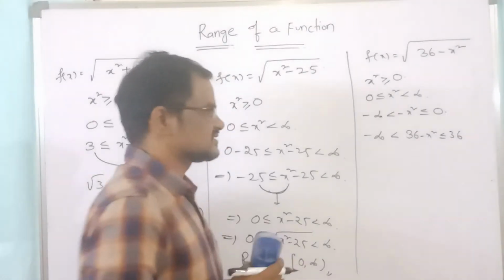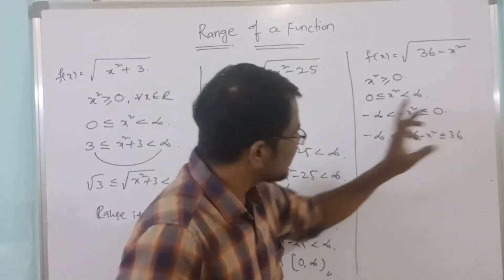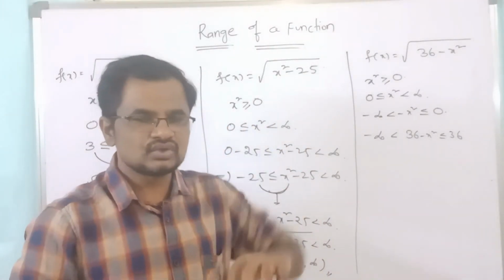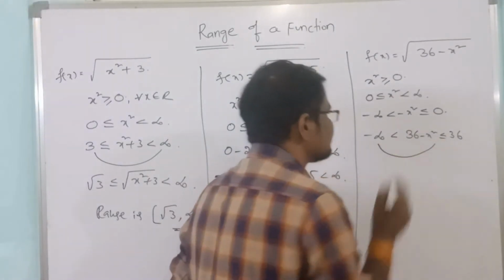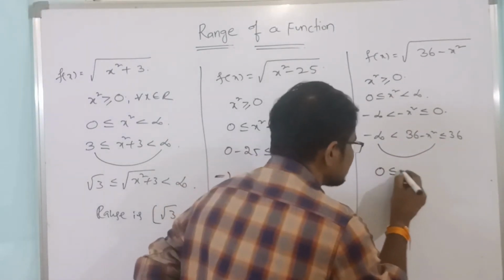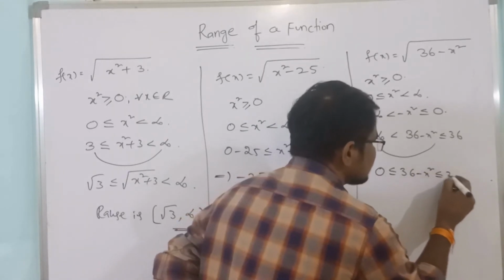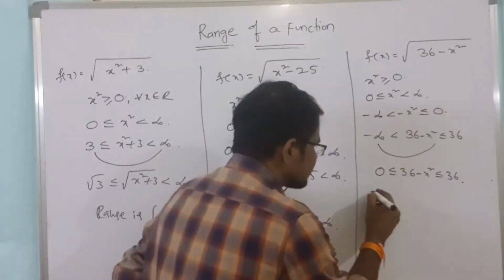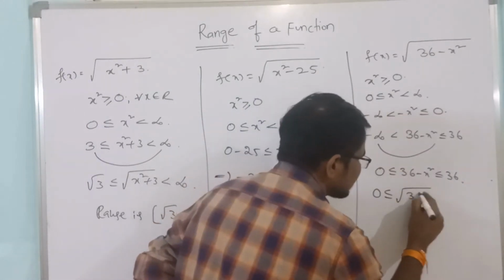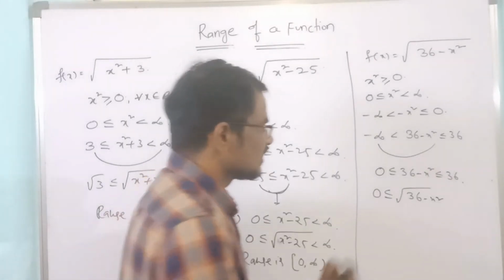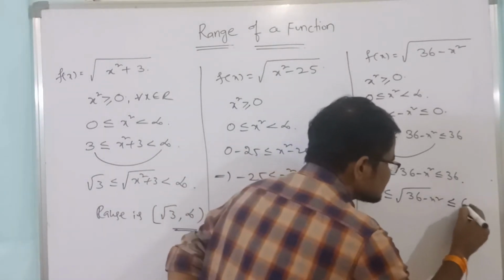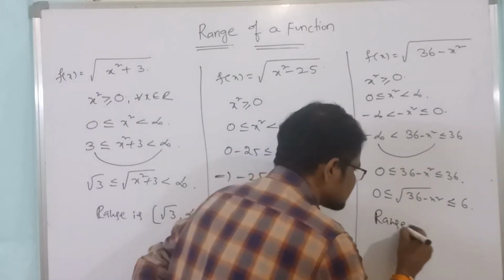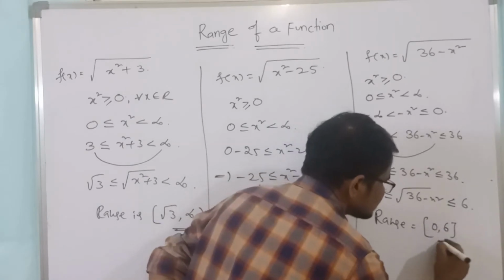Now here for this one root we have to take, but here minus infinity to 36 some negative values are there. So to avoid that one we have to restrict the interval. So like this 0 less than or equal to 36 minus x square less than or equal to 36. Now you can take the root for this one. So root 0 is 0 less than or equal to root of 36 minus x square less than or equal to root 36 is 6. Right? Now what is the range of this function? Closed interval 0 to 6.